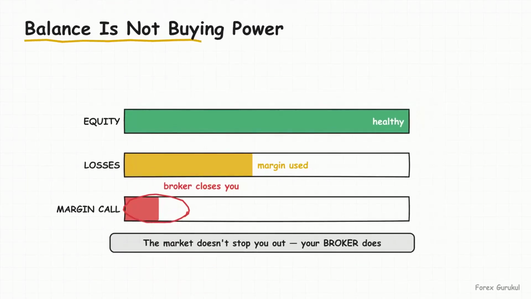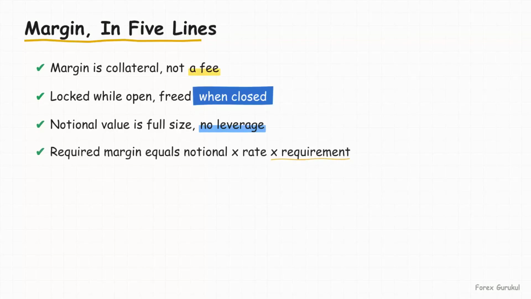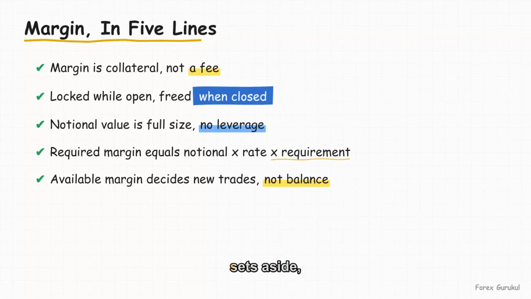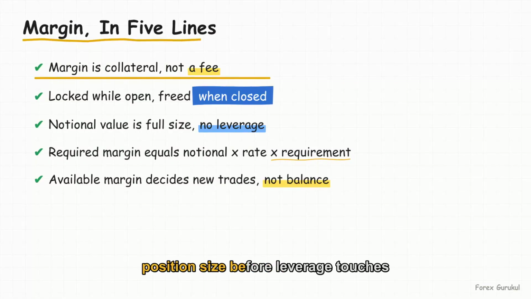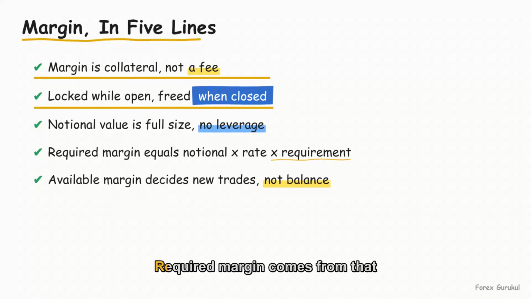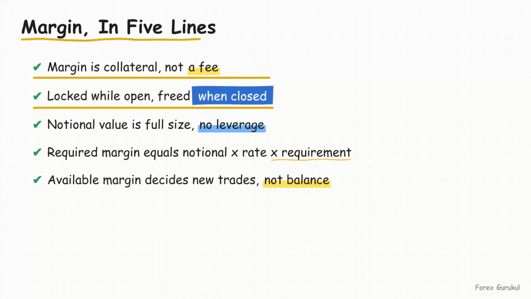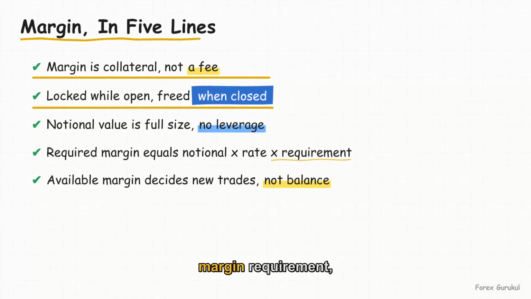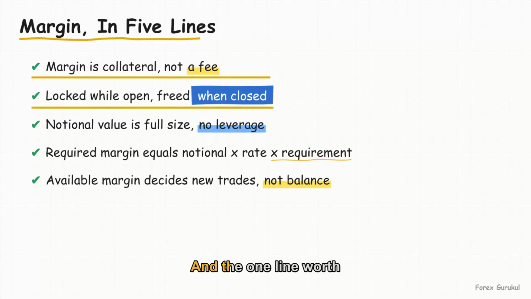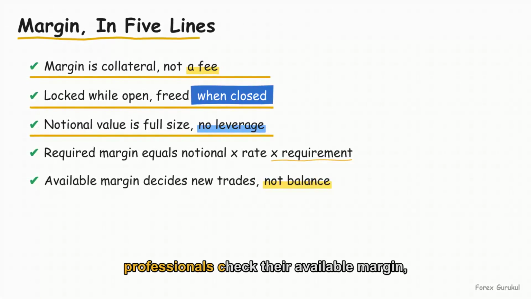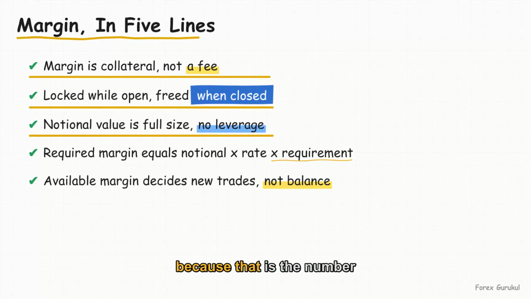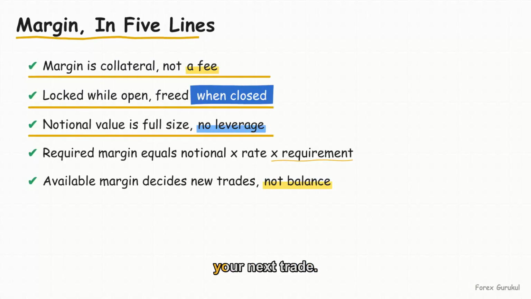Quick recap before you go trade this properly. Margin is collateral the broker sets aside, not money you lose. It locks while a trade is open and frees the moment it closes. Notional value is the full position size before leverage touches it. Required margin comes from that three-part formula: notional value, margin requirement, and the exchange rate. And the one line worth writing down: amateurs check their balance, professionals check their available margin, because that is the number that actually opens or blocks your next trade.